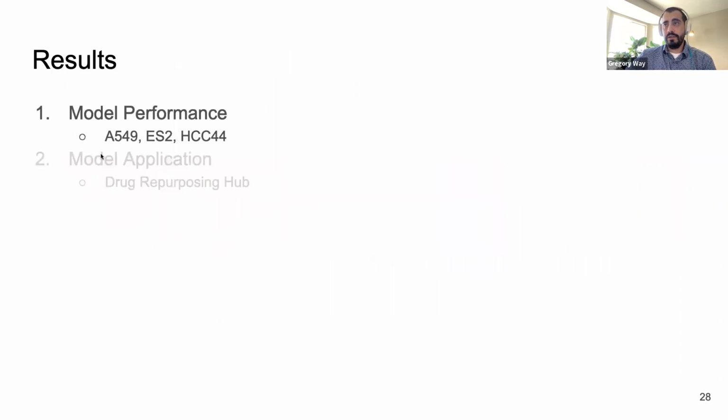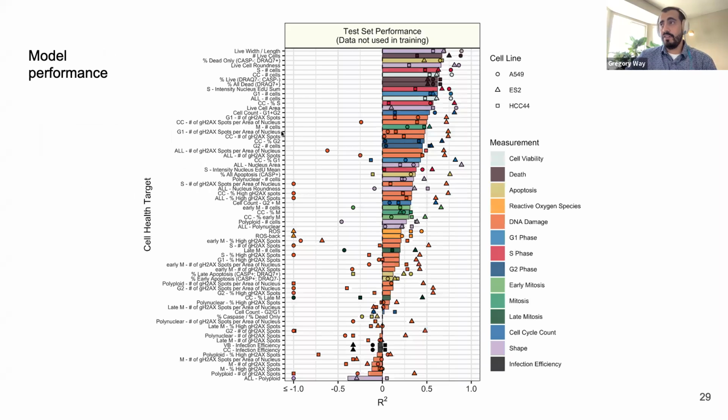I'll talk through two different aspects of the results. First, just going over model performance. In this data set, we collected 119 different CRISPR perturbations targeting 59 different genes across 3 different cell lines: A549, ES2, and HCC44. These are the results in the test set, so data not used during training. The further the bar is on the x-axis, the better the performance. These are each of the 70 different cell health reagents that we fit individual logistic regression models to predict.